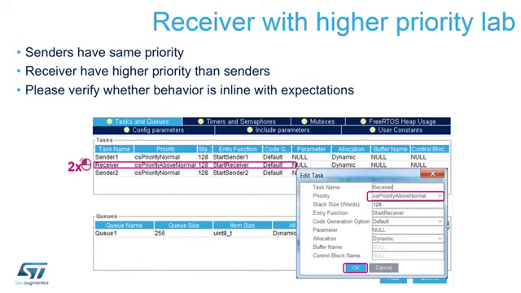Okay, so now in the next lab we can increase the priority of the receiver task. So please come back to the CubeMX and double click on the receiver and change the priority from normal to above normal. Then again you can regenerate the code. If you increase the priority of the receiver, do you still get the expected behavior of your application? Yes.